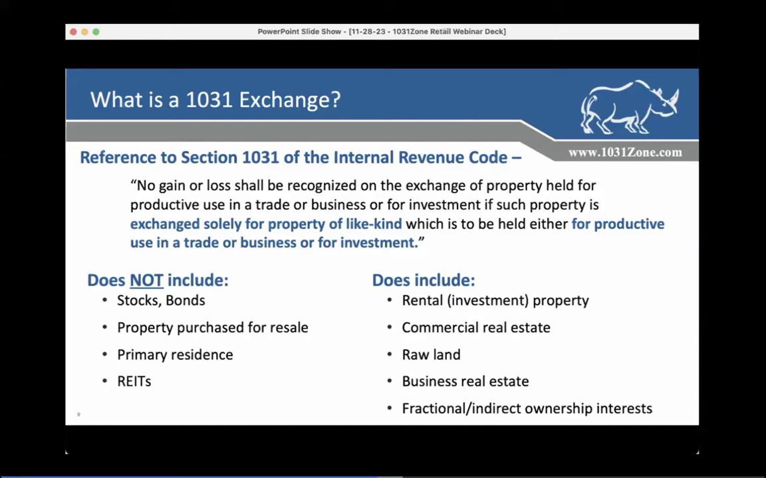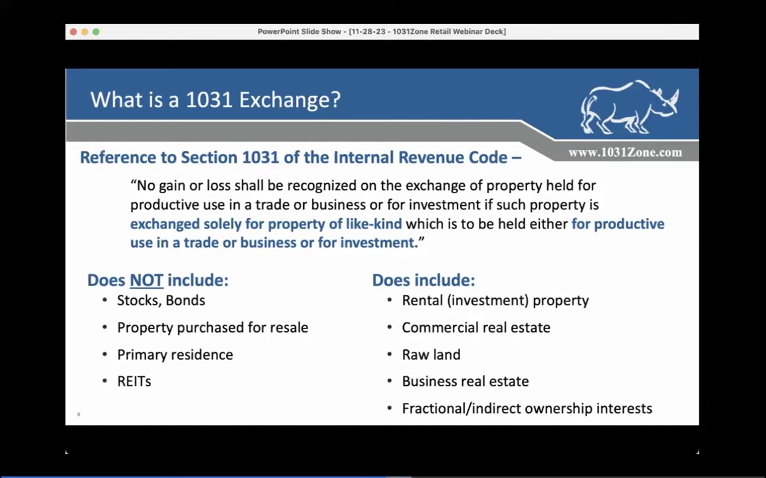So no gain or loss shall be recognized on the exchange of property held for productive use in a trade or business or for investment. That term is used twice. If such property is exchanged solely for property of like kind, which is to be held either for productive use in a trade or business or for investment. You see that term used twice in here.